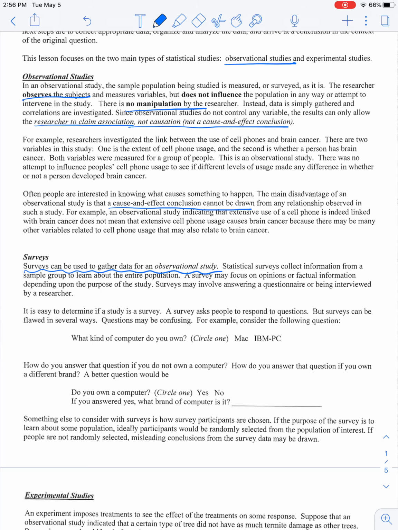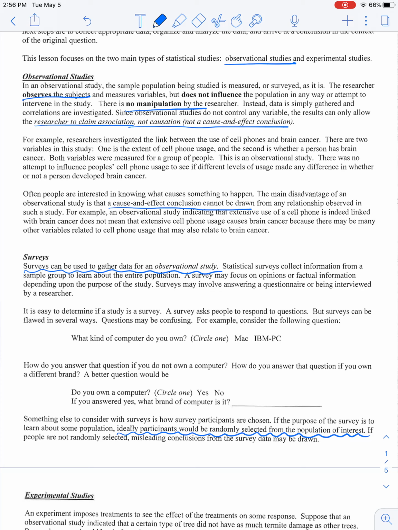Because we took a sample group, every 10th person, from the entire population, and we did it in a way that was random. So when you create a survey that you're using to gather data from an observational study, you want to make sure that you're randomly selecting people for your survey. So ideally, participants would be randomly selected from the population of interest. Okay. If you're not randomly selecting people for your survey, then you can draw misleading conclusions from the survey that wouldn't necessarily be true.